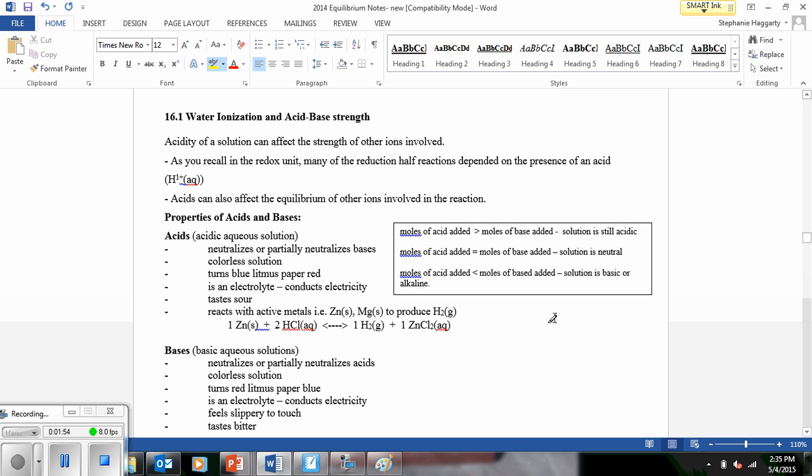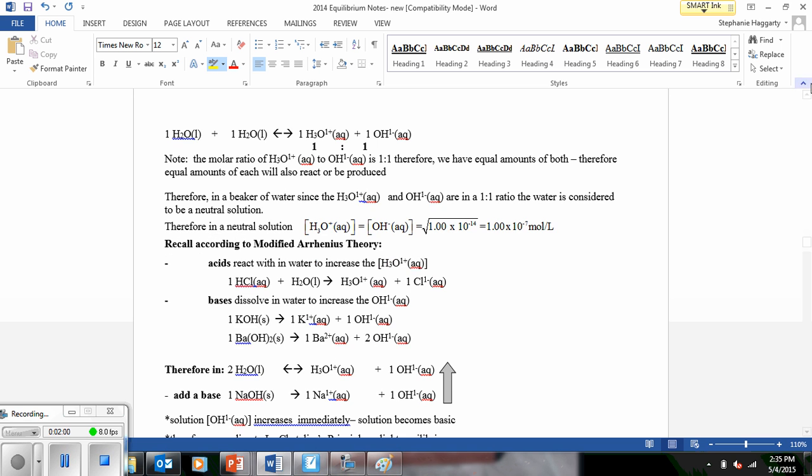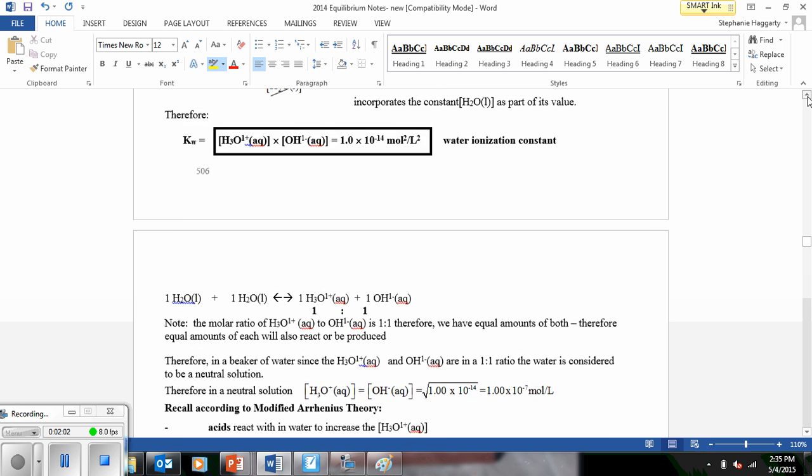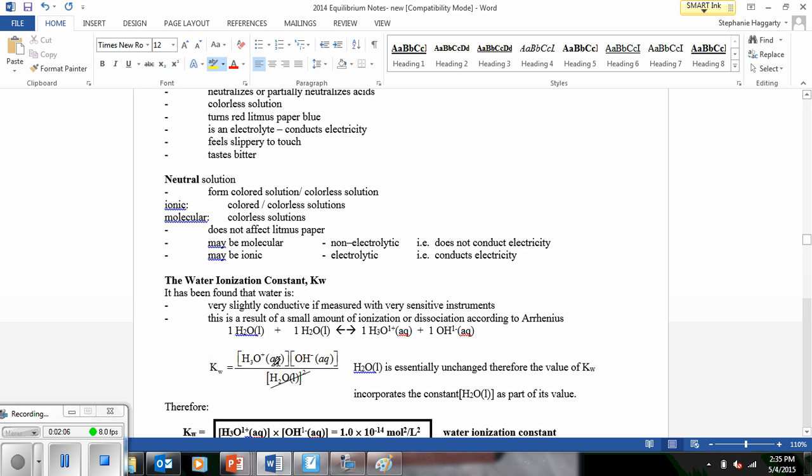This page here is just a review of all the properties of acids and bases. If we compare a neutral solution, which is water, water is neither an acid nor a base. But sometimes, like maybe 1 in a billion collisions of water molecules, it'll actually act as both an acid and a base. So one of these will act as a base and it will steal a hydrogen from the other. So we end up with hydronium and hydroxide in solution.